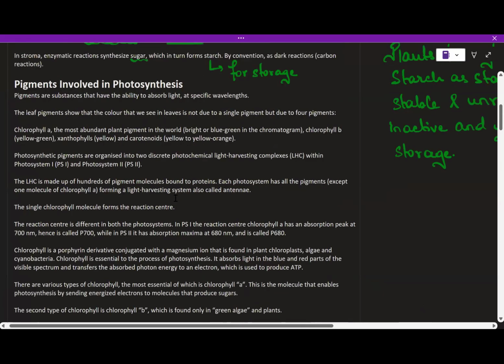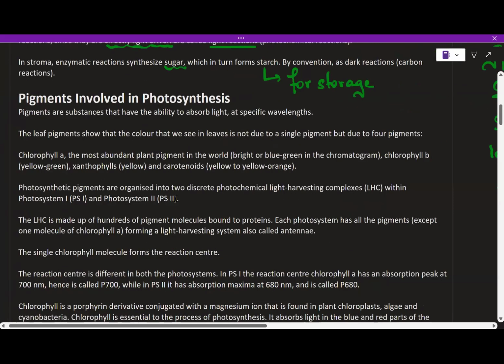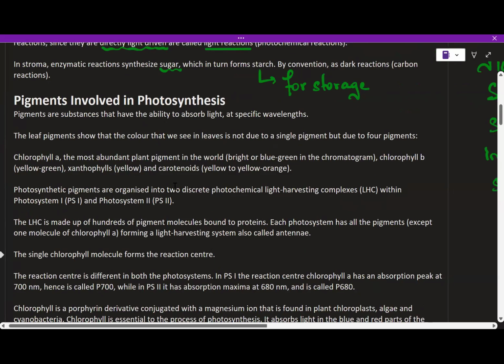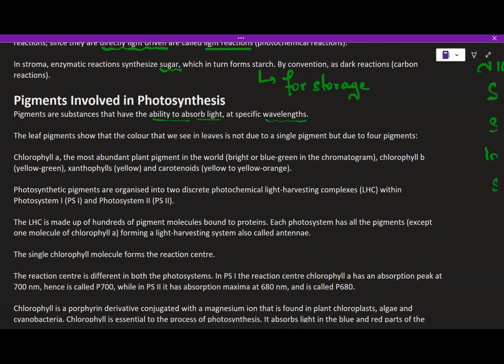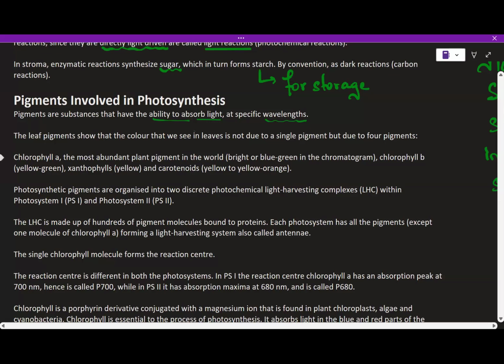Now, when we talk about the photosynthetic pigments, why is the chlorophyll molecule able to do the process of photosynthesis? Because it has the ability to absorb the light at a specific wavelength. Obviously, the light absorption will be done at a specific wavelength only. Now, the leaf pigments are not present because of a single color. The leaf looks green, but it doesn't mean that it only has a single color because of just chlorophyll. No, it has a whole combination of colors associated.